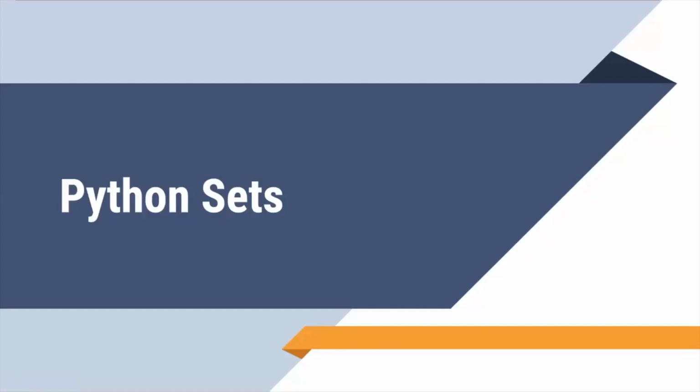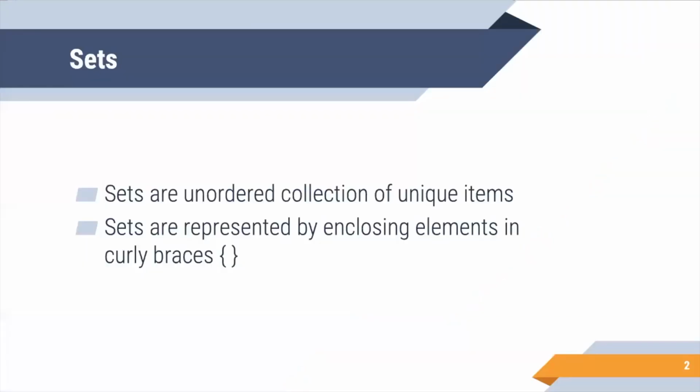In this session, we will discuss the sets data structure of Python. Sets are unordered collections of unique items. So items in these sets are unordered and they are unique. Sets do not contain duplicate items. Sets are represented by enclosing the elements in curly braces. Now let's look into some code.